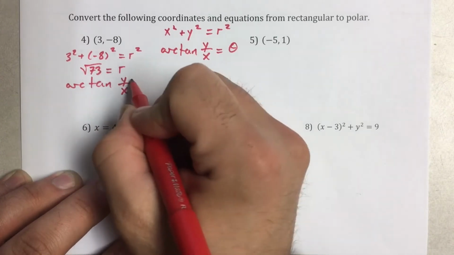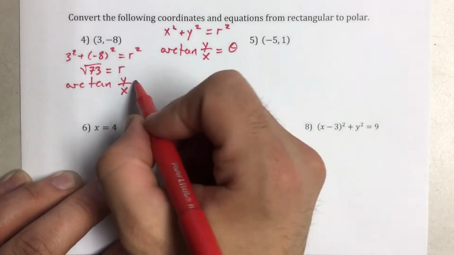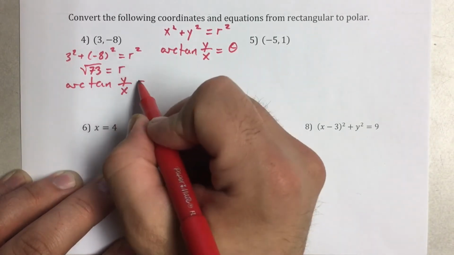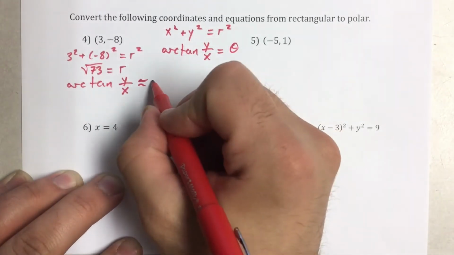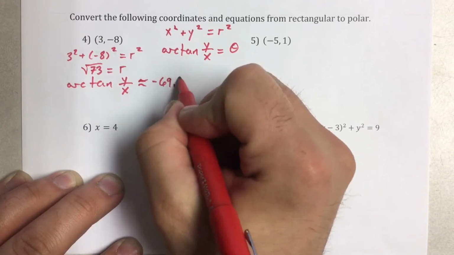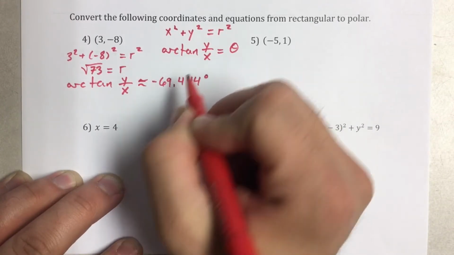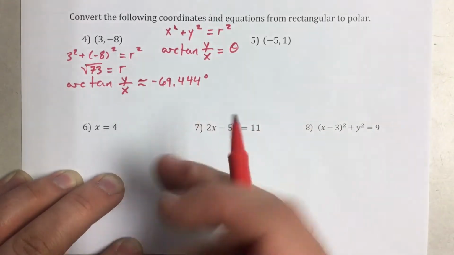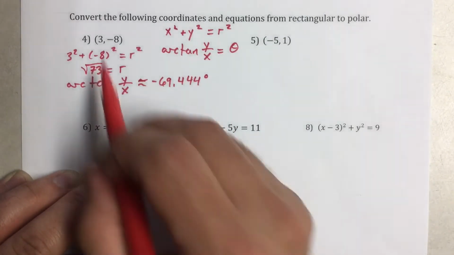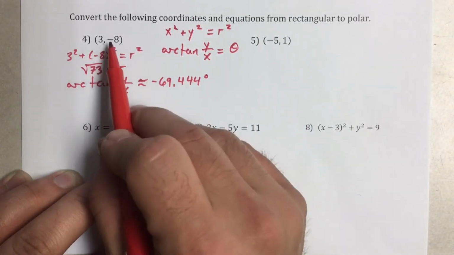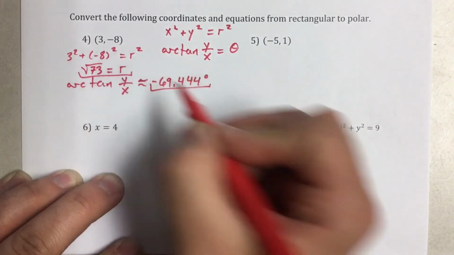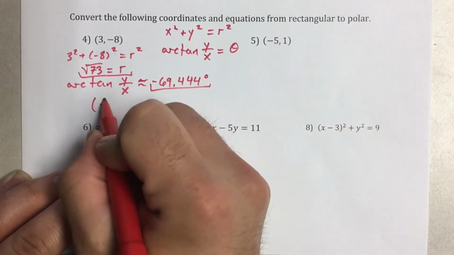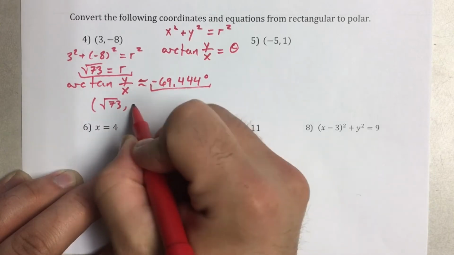So in the skills review, I go over what exactly we're doing here. So when you use the arctangent of negative 8 divided by 3, we get negative 69.444 degrees, and that is in the same quadrant as our coordinate. So we have the two pieces. So our polar coordinate would be the square root of 73, comma, negative 69.444 degrees.